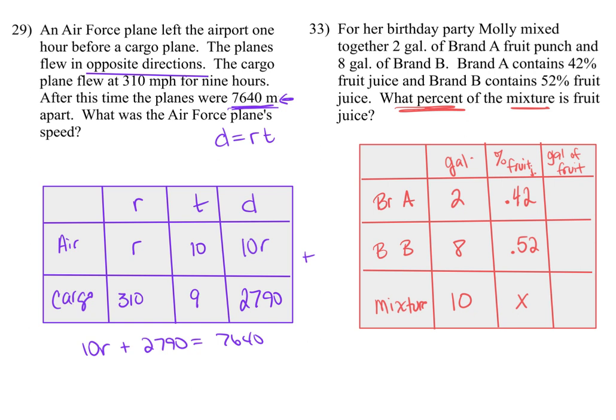Okay. For this, it also multiplies across. So just like your distance, rate, and time, this guy multiplies across. So we're going to say 2 times the 0.42. All right, we're going to say 8 times the 52. And then 10 times the x. All right. And then you're going to add down. These two always equal this guy. So we have the 0.84 plus the 4.16 equals the 10x.